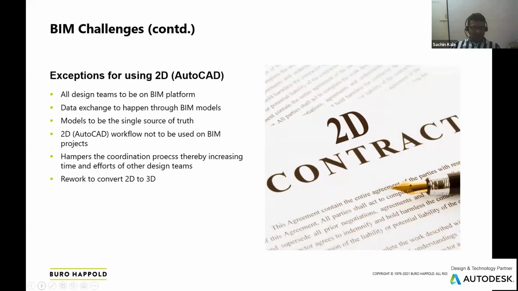The biggest challenge that we face is the client allowing some of the stakeholders to work in the 2D world. When we say BIM, we expect all the stakeholders or all the design teams to work on the BIM platform, so that data retrieval, coordination, everything happens smoothly. But if some of your design teams are not working on BIM, then this process of coordination, data retrieval, and data exchange is going to be affected, and there are chances of rework to convert those 2D into 3D.